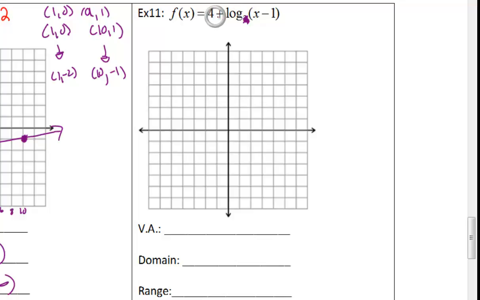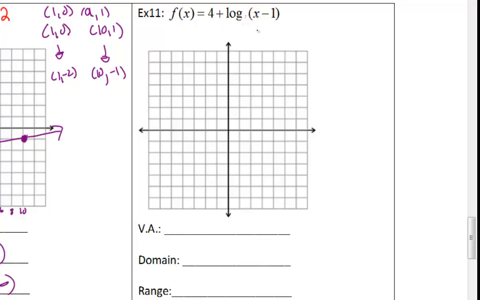So we're just going to say this is 4 plus the log of x minus 1. So we erase that little base that was the base of 2. We don't want that base anymore. We want to keep it as just log. If there is no base, we know that our base is going to be 10.